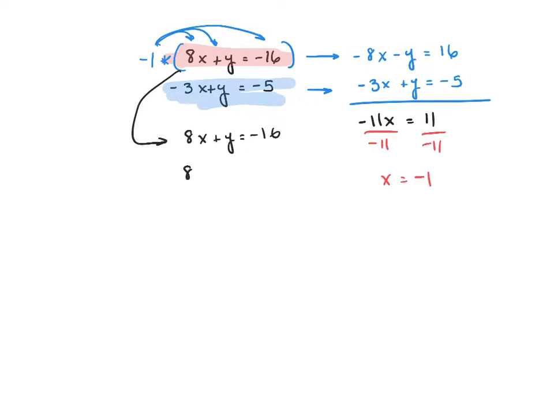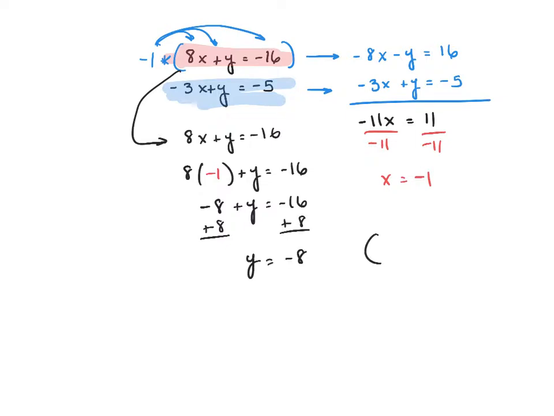X now I know is negative 1. And that's negative 8 plus y equals negative 16. Add 8. And y is negative 8. These two lines cross at negative 1, negative 8.